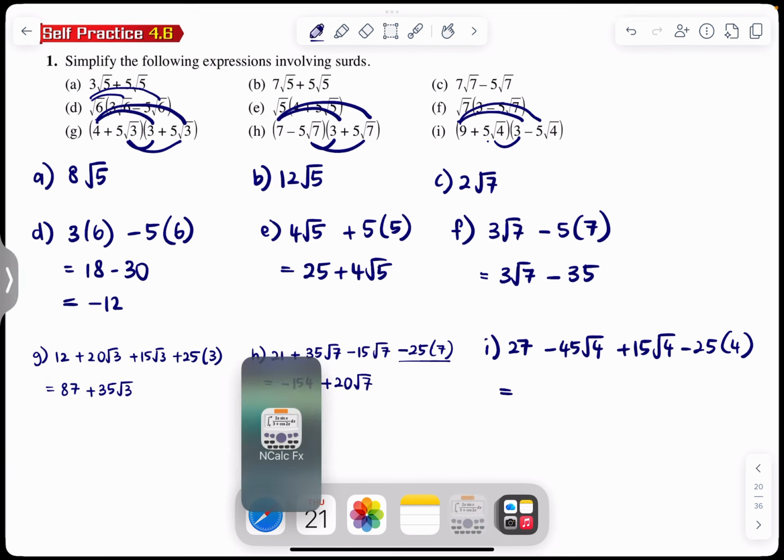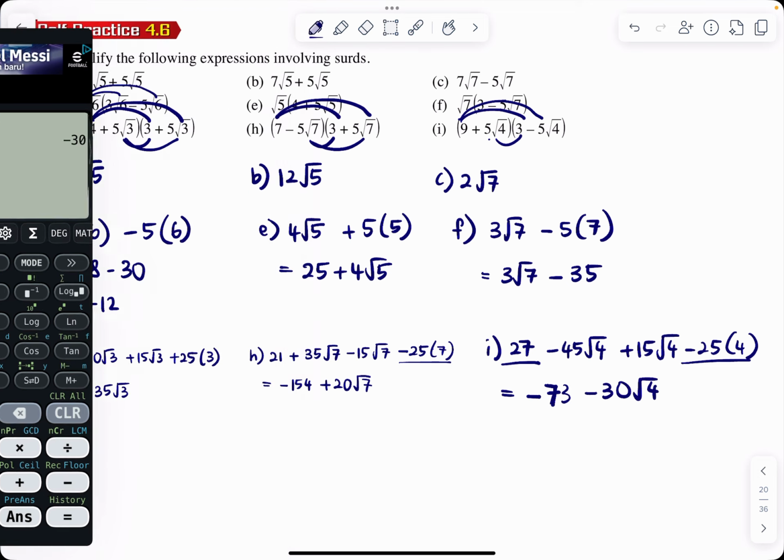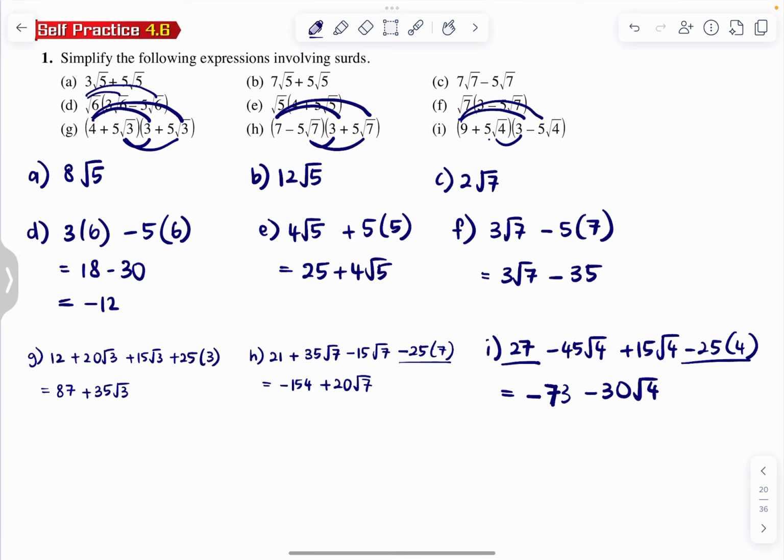So we put them in our calculator. 27 minus 25 by 4, which is 100. So we get negative 73. And then this will be negative 45 oranges plus 15 oranges. So negative 45 plus 15 is negative 30 oranges. Done. That's it.